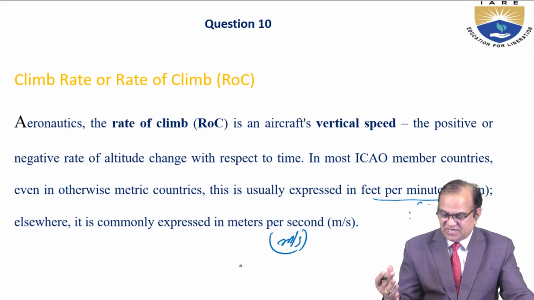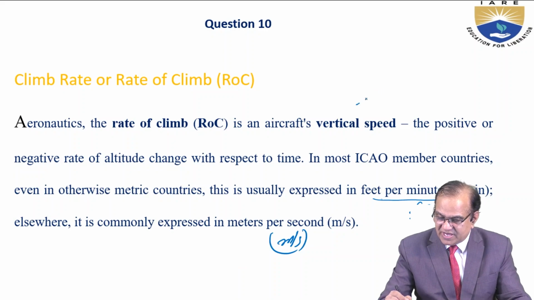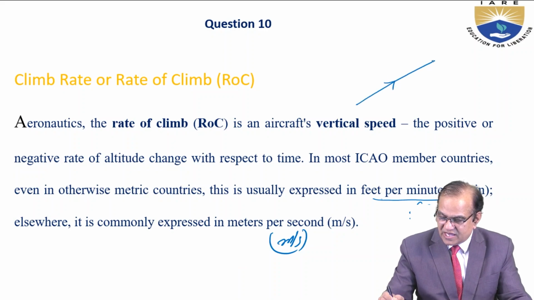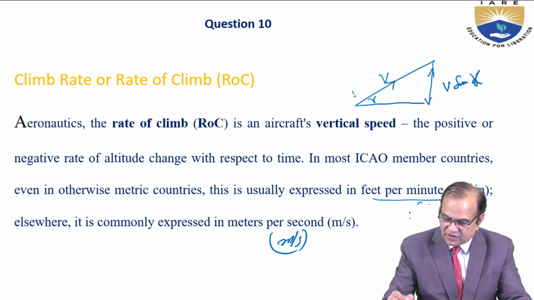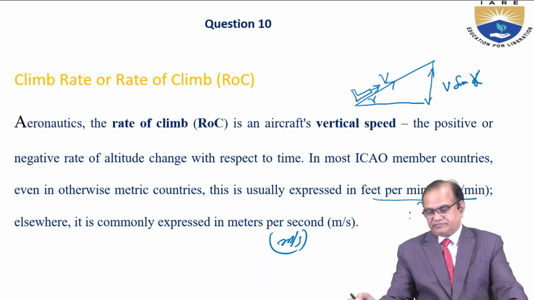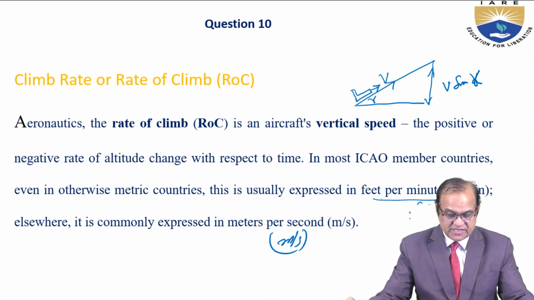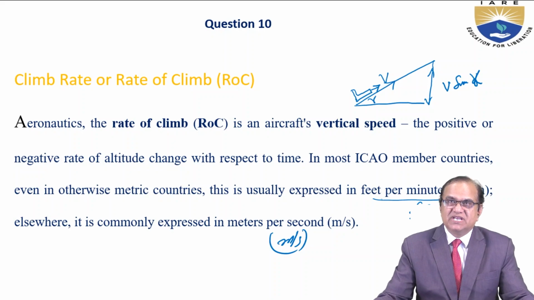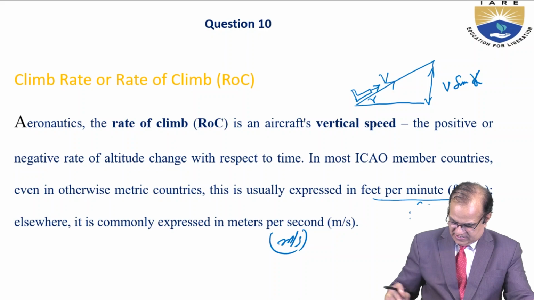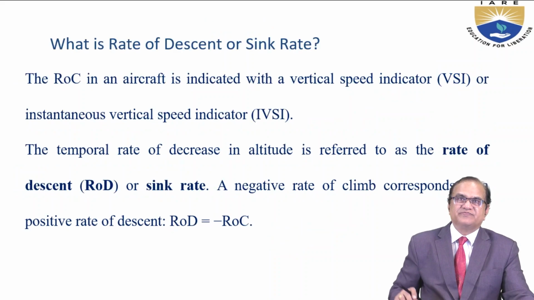So, how much is your aircraft climbing? Like this. If this is the gamma, this is the V. So this is called the V sine gamma. And if your aircraft is climbing in this way, this is one of the parameters in which we measure the climb rate of the aircraft.